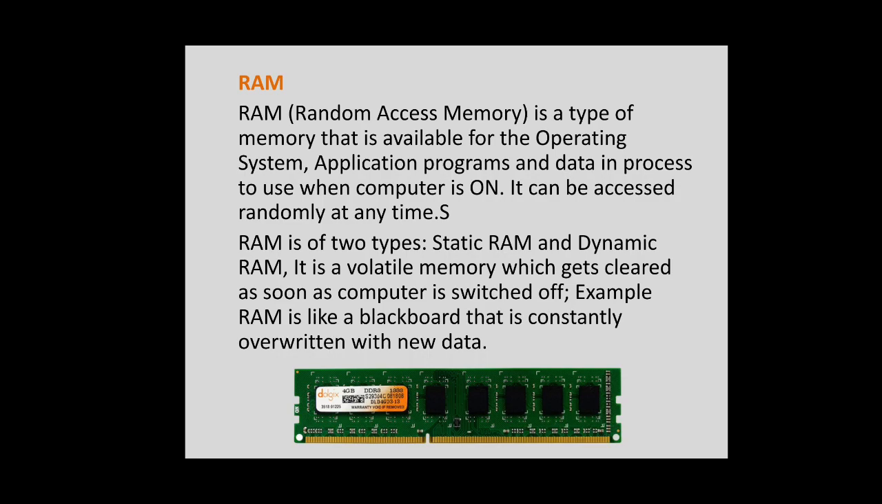RAM is of two types, static RAM and dynamic RAM. It is volatile memory which gets cleared as soon as the computer is switched off. For example, RAM is like a blackboard that is constantly overwritten with new data. It is also known as volatile memory. The main use of RAM is to increase the power of your computer.